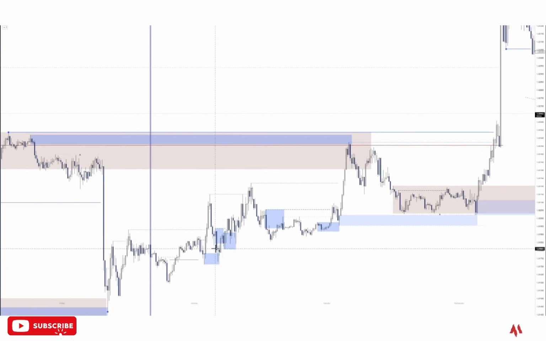So heading on Monday, 10 o'clock. This was the end of London session for me. I trade from 6 to 10. So heading into New York, we had a break of structure, internal structure, leaving us with a new range, this low and this high.